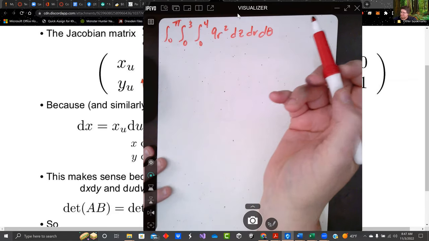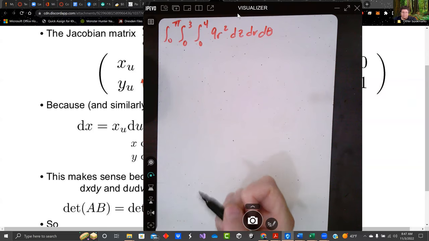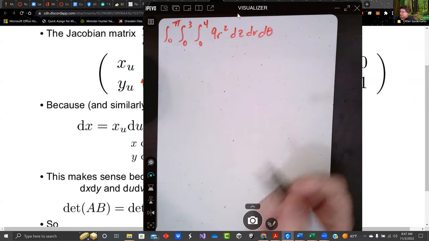This is the next problem though. Let's hop right into it. Again, separable.